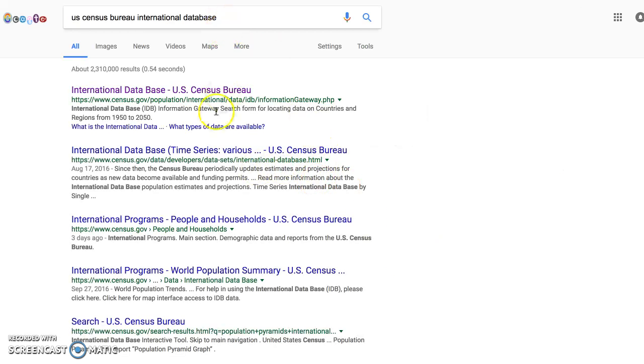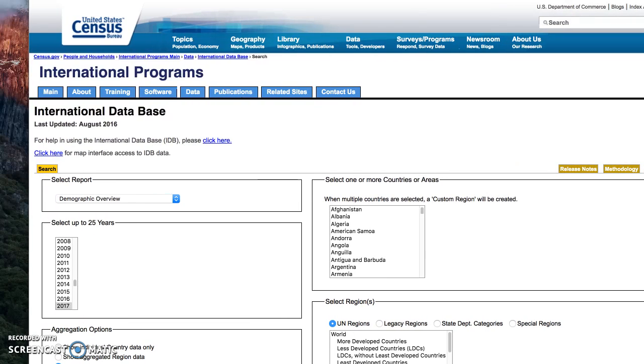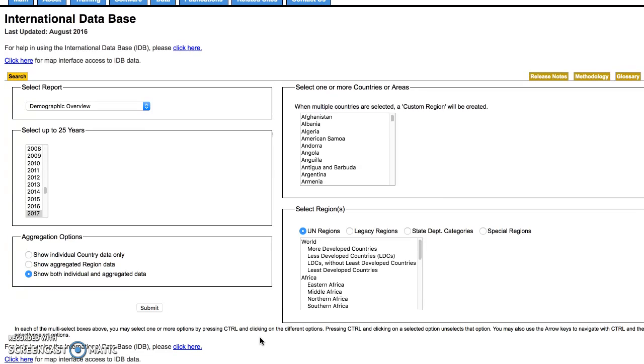Once you have that, you're going to go to the international database, U.S. Census Bureau, first link right there, and you're going to get this wonderfully sort of complex looking page. To find the information you need to be on demographic overview, which should be the preset already, and 2017, which should also be preset. And all you have to choose is on this right hand side with the select one or more countries or areas. I need to select your country from the country draft.